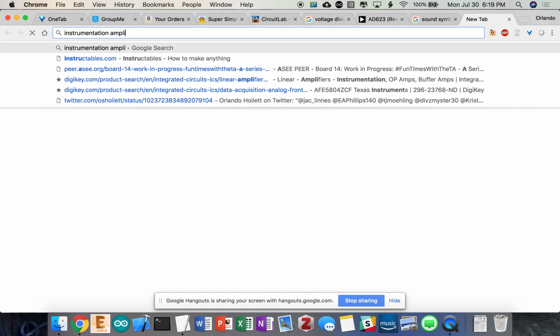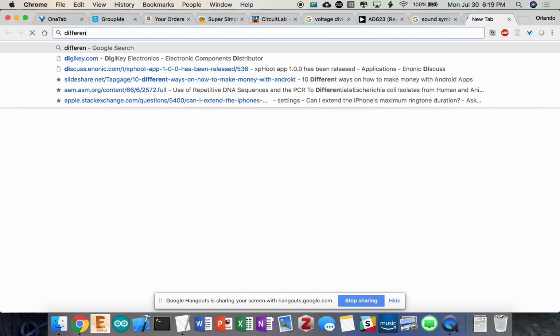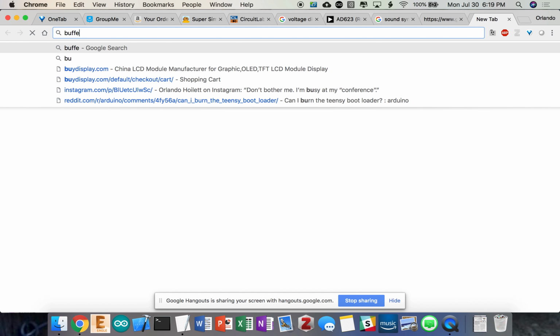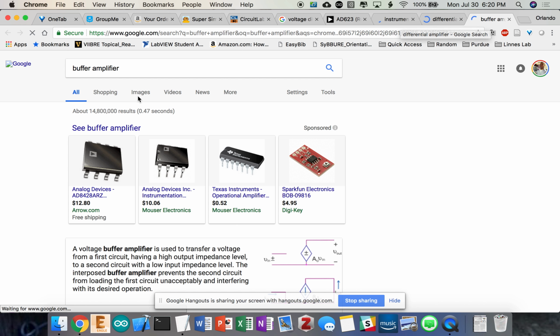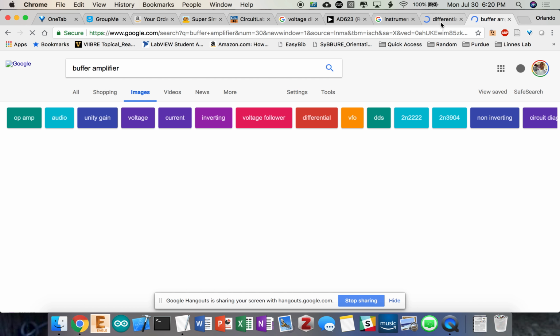Instrumentation amplifier, and I'll compare it to a couple more things. The classic construction of an instrumentation amplifier is two buffered inputs and a differential amplifier. Did we talk about buffer amplifiers at all? I thought I may have mentioned. It doesn't ring a bell, but we may have, and I might have forgotten. That's fine, so I can go over it a little bit more here.